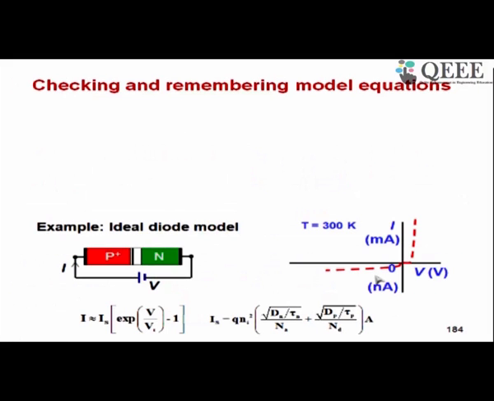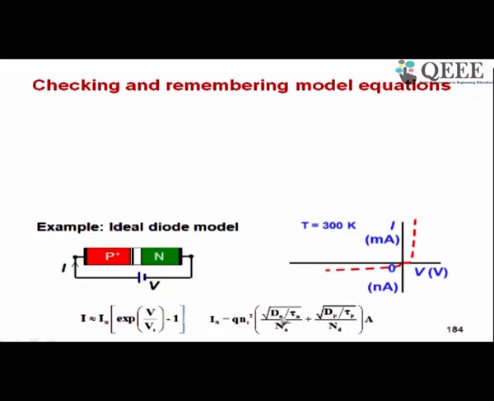Let us take the example of the ideal diode model. It is given by this equation, I equal to Is exponential V by Vt minus 1, where Is in terms of the parameters of the device or material is given here. Q is the electronic charge, Ni is the intrinsic concentration, Dn is the diffusion coefficient of electrons on p side, tau n is the lifetime of electrons on p side, Na is the doping of the p side. Similarly, you have corresponding terms on the n side.